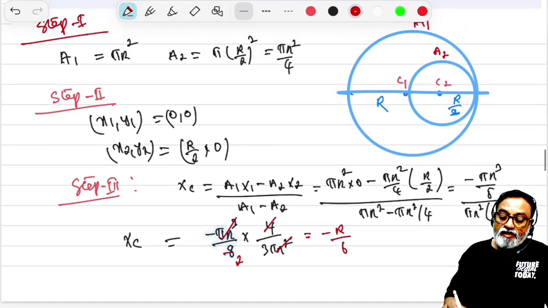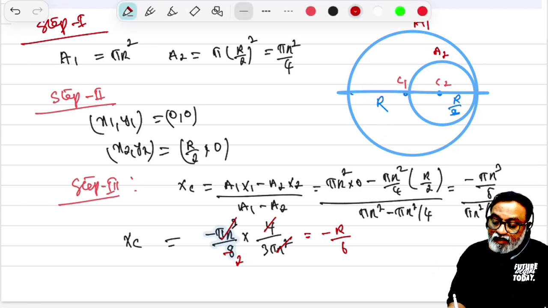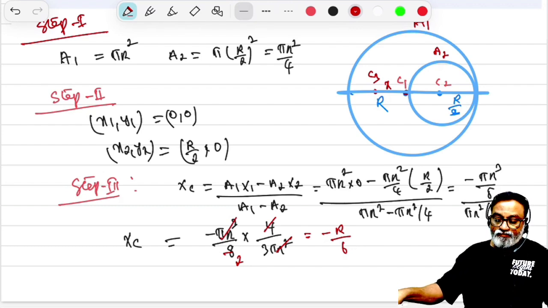See, minus r by 6 means, therefore the center of mass of this original disk shifted towards right. Therefore here shift in center of mass, originally it is at C1, it is shifted to, for example, C3. This is x, that x is equal to minus r by 6.